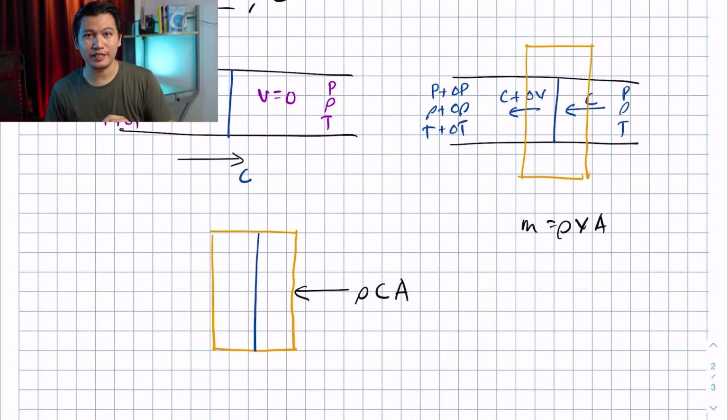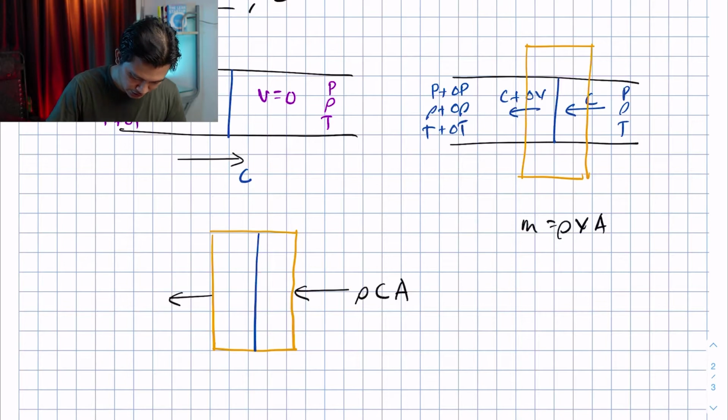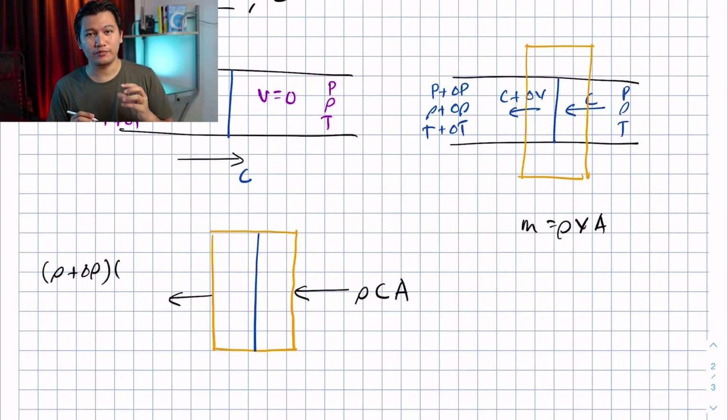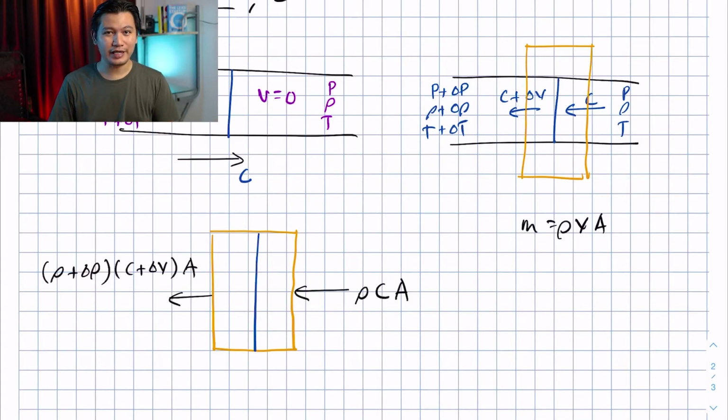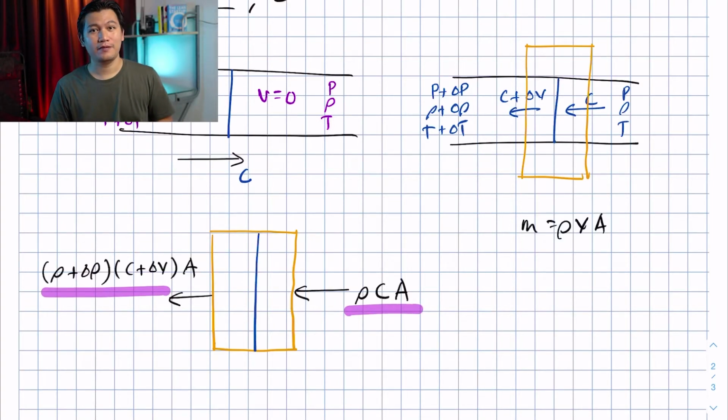How about the mass flow of the fluid that goes out of the control volume? On the left hand side of the wave, rho has changed, velocity has changed, but area is still the same. It's the area of the pipe. So this is rho plus delta rho times velocity, which is now the velocity of the fluid plus c, so c plus delta v, times A. So that is the mass flow in, and this is the mass flow out.